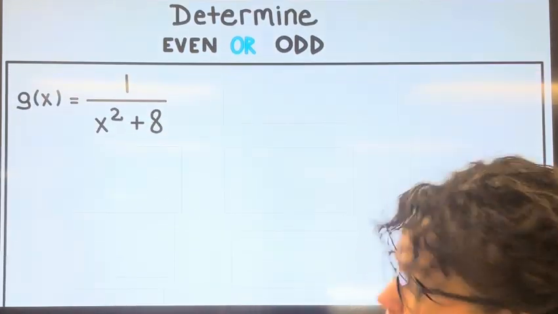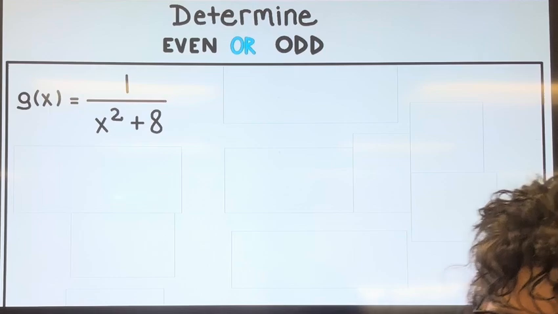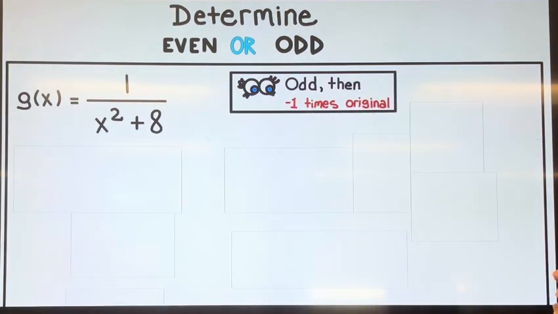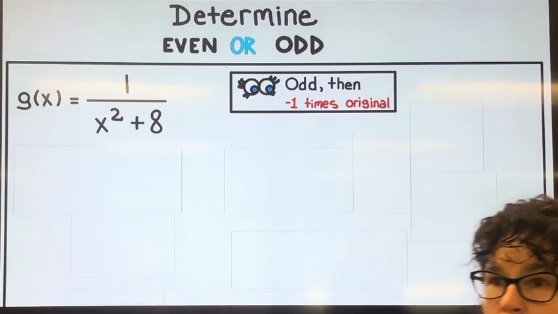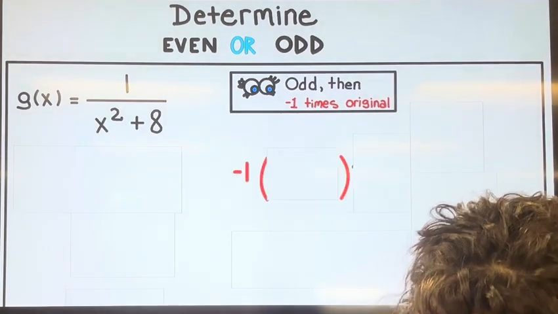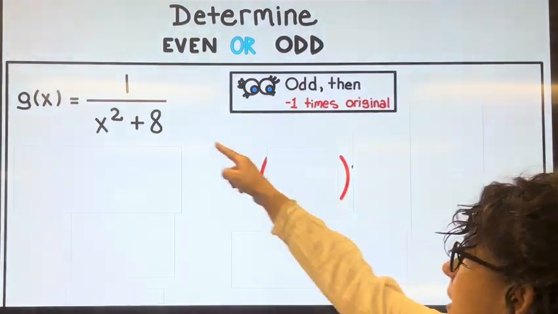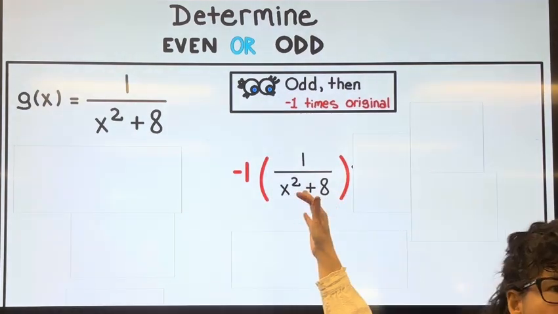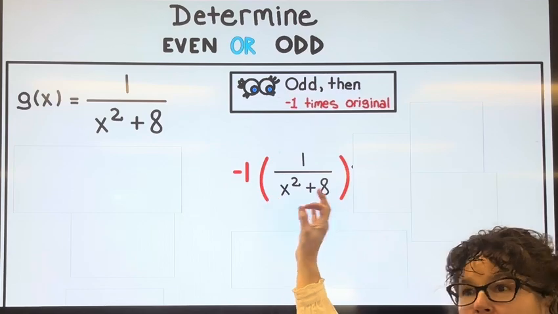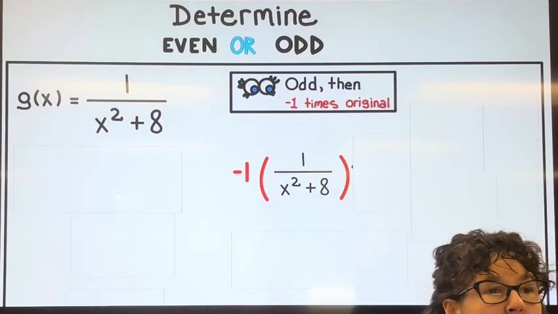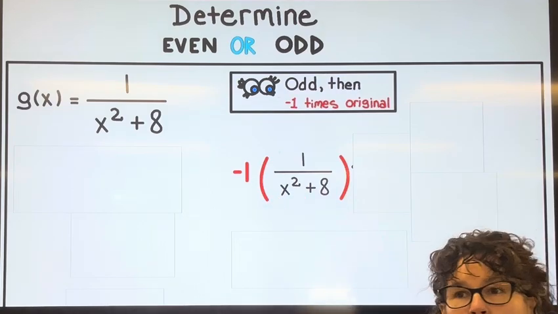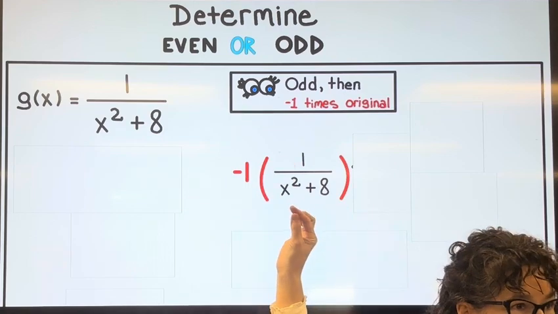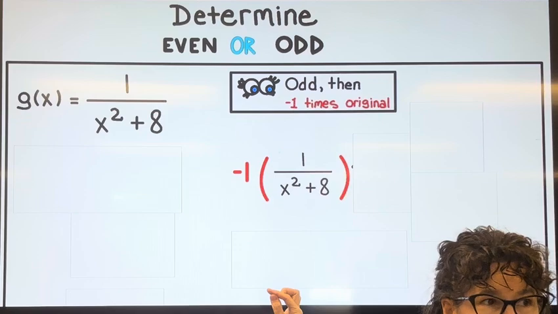Okay, so for this one here, if this function ends up being odd, then it's going to look like -1 multiplied by the original. So if I take -1 times the original function, remember algebraically, if you multiply a fraction by a negative, you have 2 choices. You could multiply the numerator by the -1 or the denominator by -1.